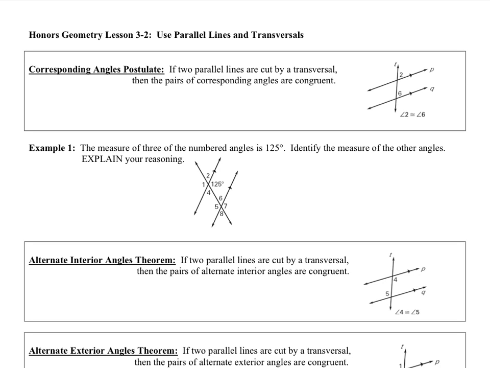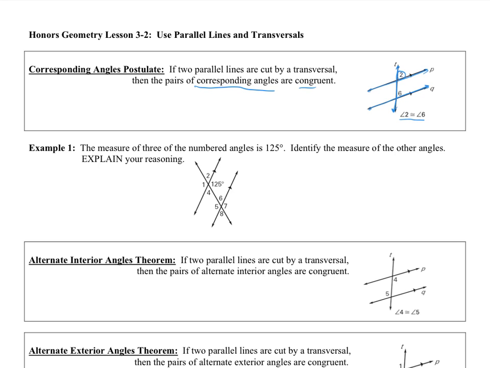Lesson 3.2. Use parallel lines and transversals. Now we have another postulate here called the corresponding angles postulate. This postulate states that if two parallel lines, P and Q, are cut by a transversal T, then the pairs of corresponding angles are congruent. This means, for example, the corresponding angles 2 and 6 are congruent to each other.